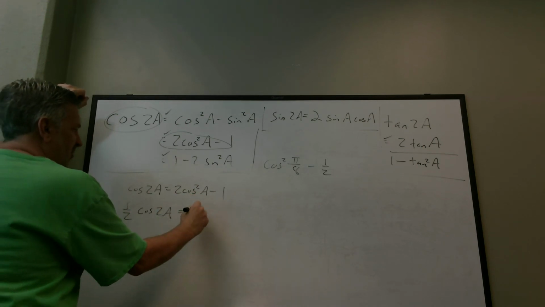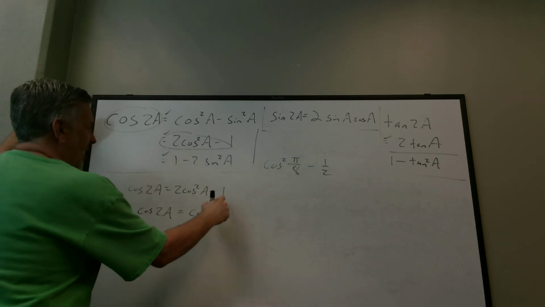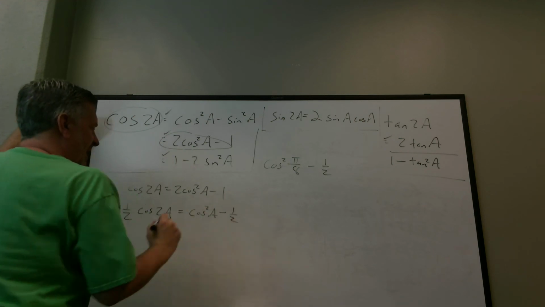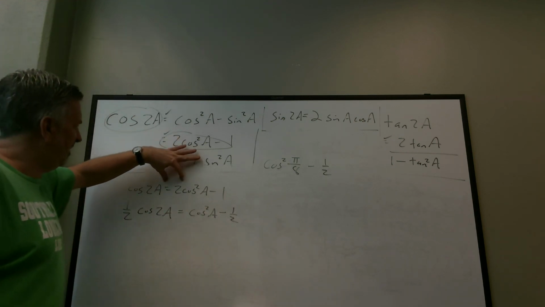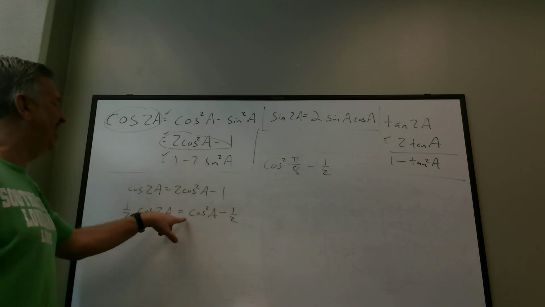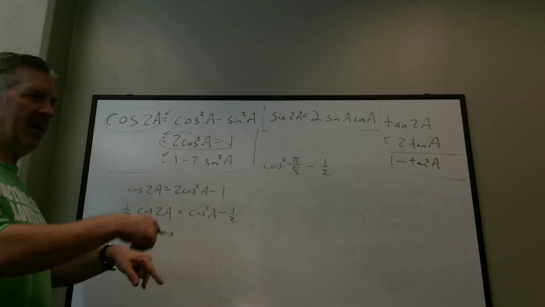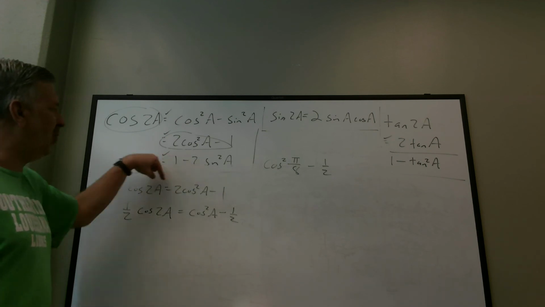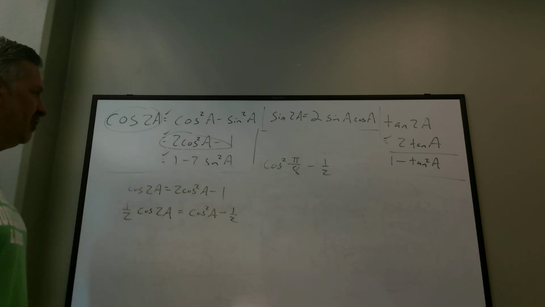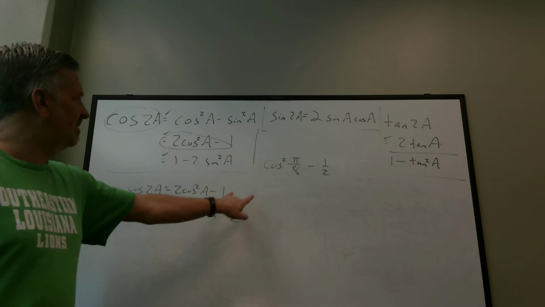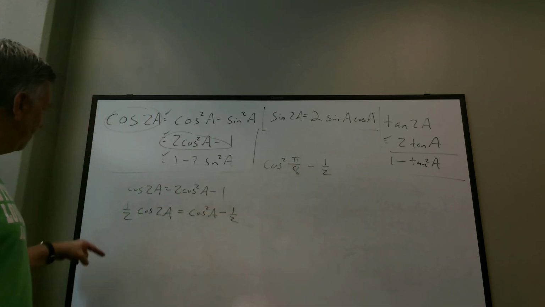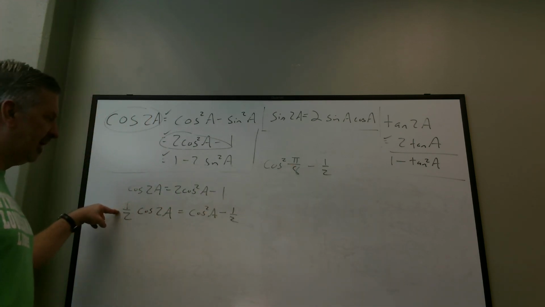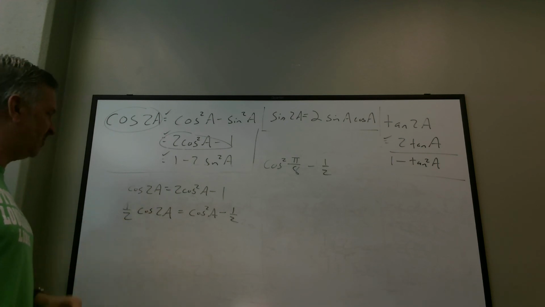Half of 2 cosine squared a is cosine squared a. Half of negative 1 is negative 1/2. So notice I started with an identity I know, and I made a new one from it. Just like when we had sine squared plus cosine squared is 1, and I subtracted things from both sides, here I multiplied both sides by a constant to get a new identity. So this matches that. Now be careful, you cannot take half of the 2. You can't take the 2 inside of cosine, it doesn't work that way.